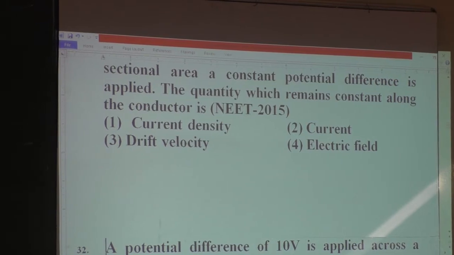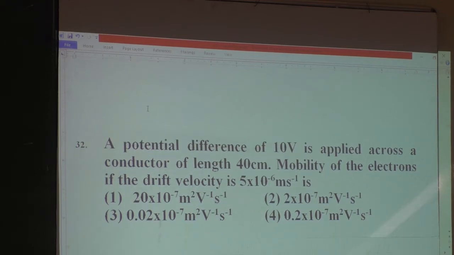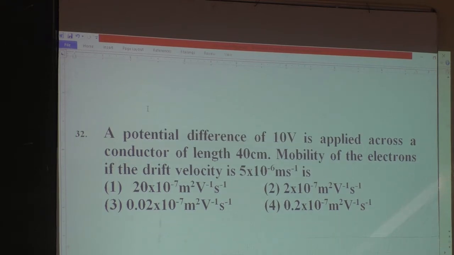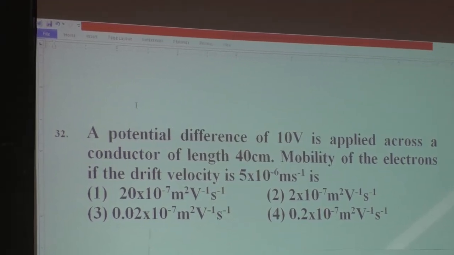See how easy it is. It was asked for NEET 2015, right? So easy questions may also be asked, right? Now we will move on to this question. A potential difference of 10 volt is applied across a conductor of length 40 centimeters.